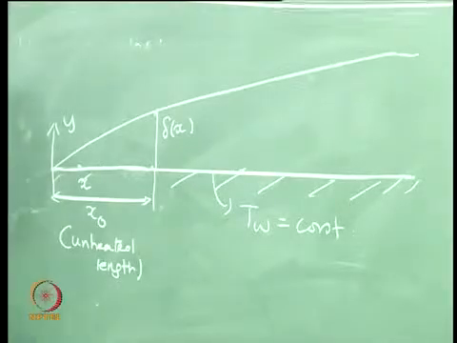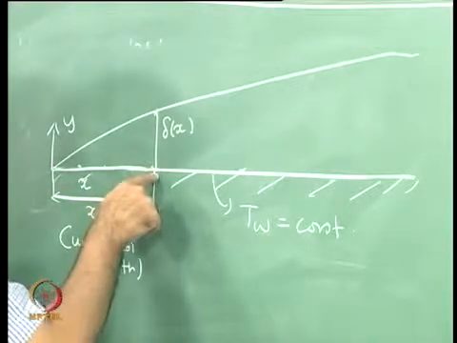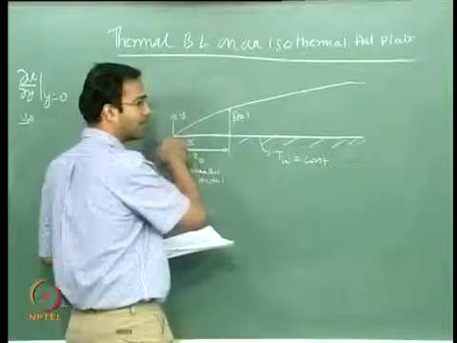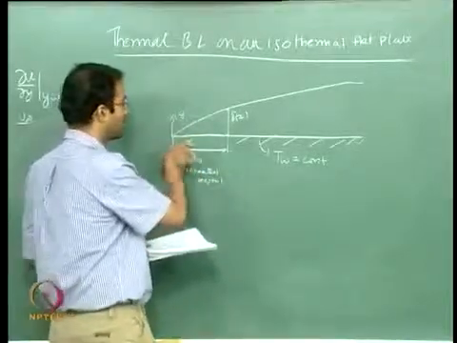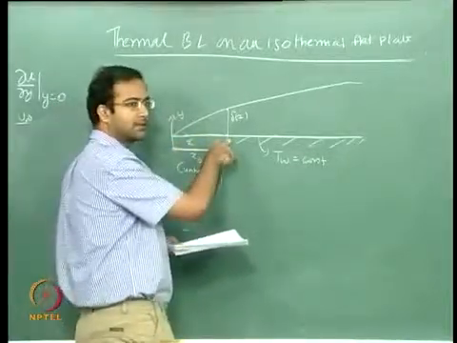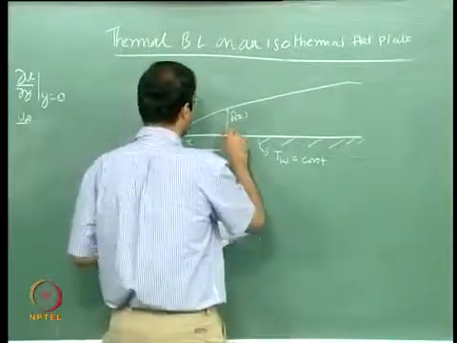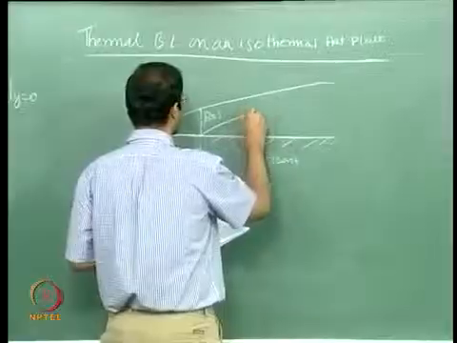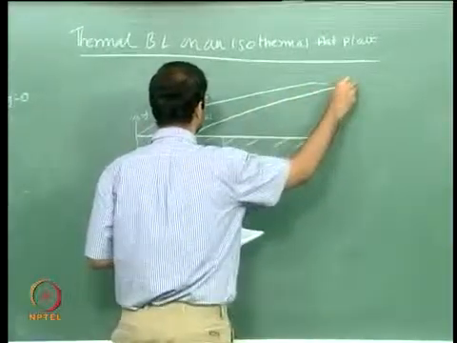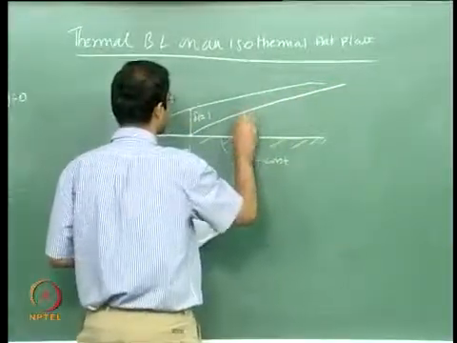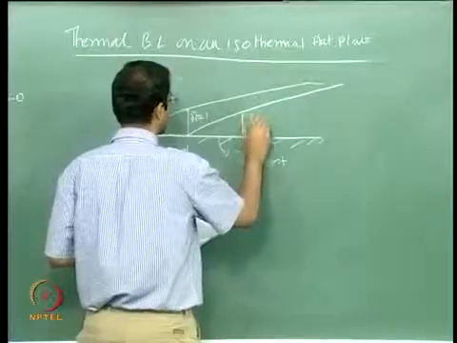Okay, now in this case the velocity boundary layer may grow all the way from the leading edge, but the thermal boundary layer will not grow unless it sees the wall temperature. Okay, so therefore it will start from here and it will grow. Okay, so this is your delta t as a function of x.